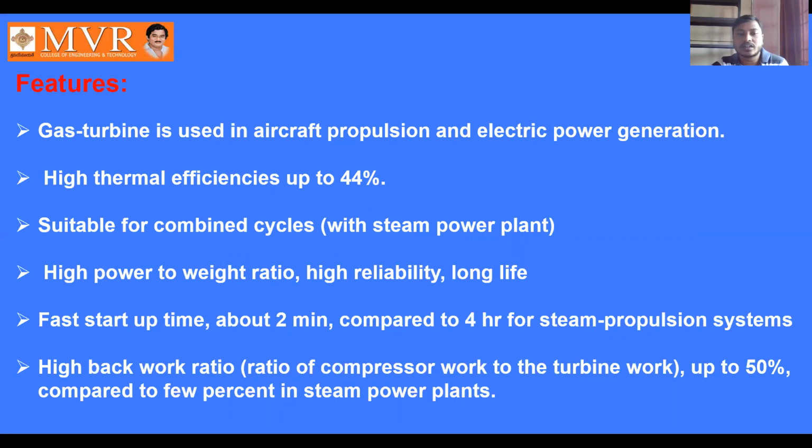Fast startup time, about 2 minutes compared to 4 hours for a steam propulsion system. When compared with the steam propulsion system, the gas turbine starts up within 2 minutes. Also a high back work ratio of up to 50%, compared to a few percent in steam power plants. These are some of the features of gas turbines.